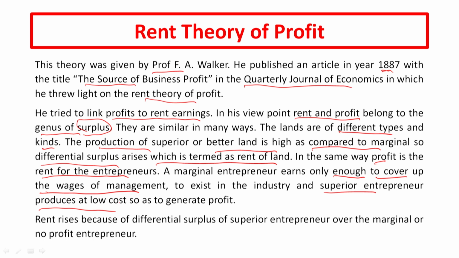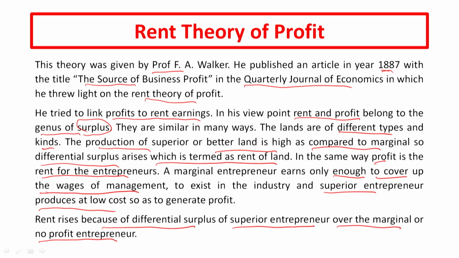So to summarize, we can say rent arises because of the differential surplus of superior entrepreneurs over the marginal or no profit entrepreneur. Altogether, in this theory, Professor Walker focused on establishing a relationship between rent and profit, and he talked about different kinds of rent, and then different kinds of entrepreneurs. They can be the superior one or the marginal one. The superior one will be performing better. On the other hand, the marginal one will not be doing so great.